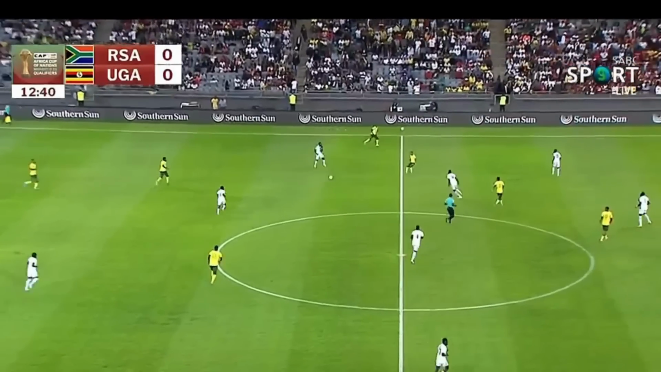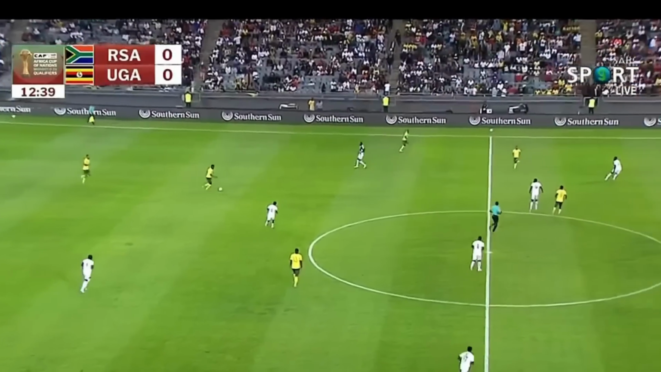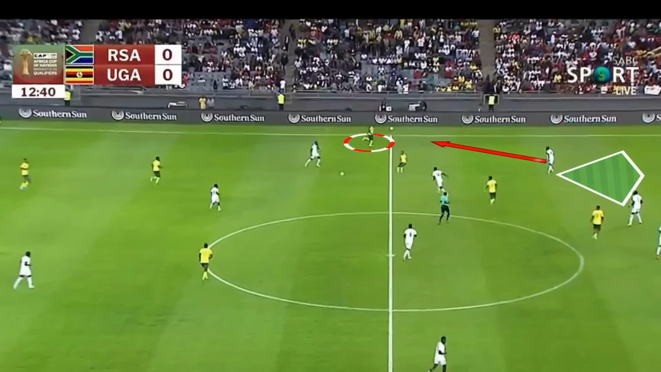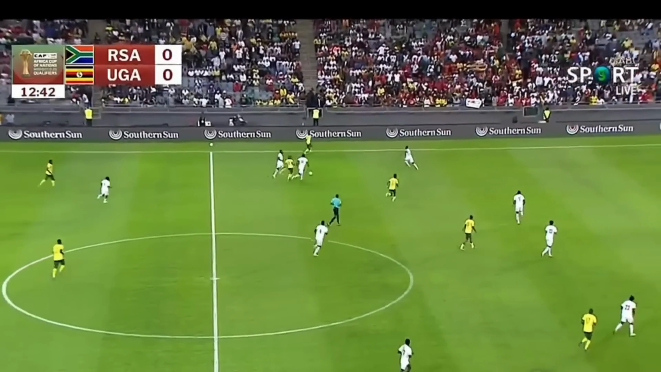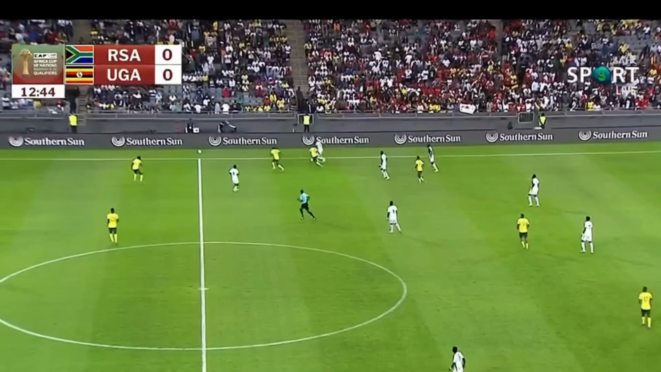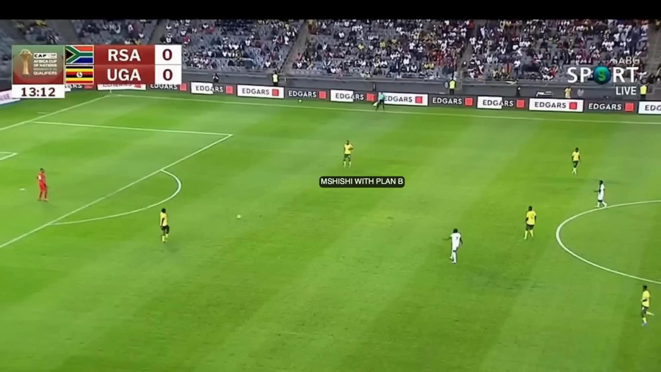Now, as I said, we're trying to stretch Uganda. As you can see, the beautiful thing that I hope you saw, Bafana Bafana have Appollis dropping. In him dropping, what is it doing? He's allowing Modiba to have that space to run out wide, but at the same time it opens up space for Themba Zwane to run into. Problem is, somehow we're just failing to do this, and this was not the first time we had attempted this.